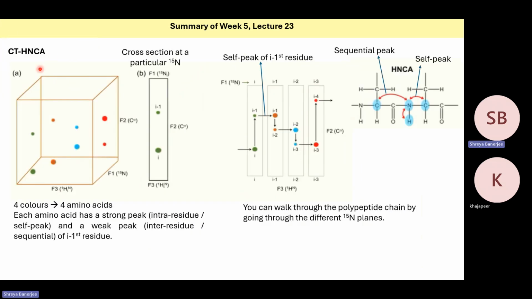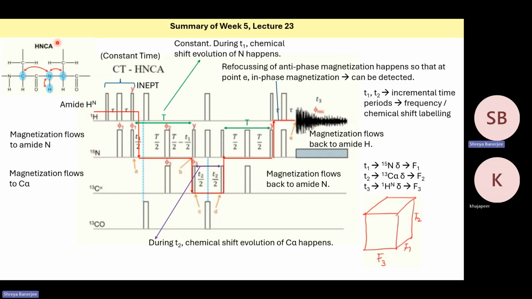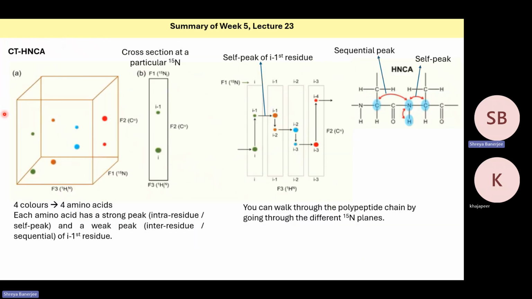So now we will look at the CTHNCA. We talked about the pulse sequence. Now we will talk about how the CTHNCA looks. Here a 3D cube is shown, and you have 4 sets of peaks in 4 different colors. Each color represents an amino acid, so the 4 colors correspond to 4 amino acids.